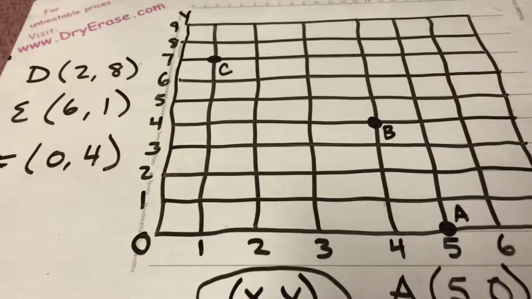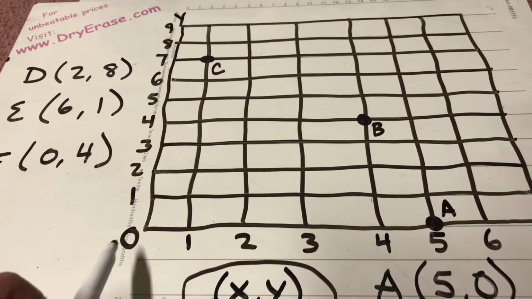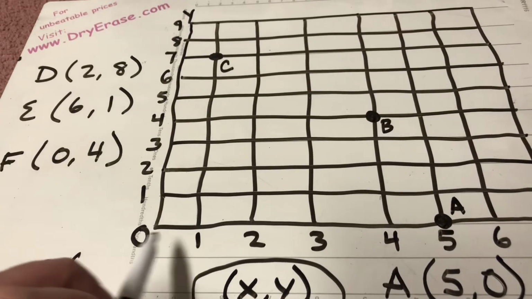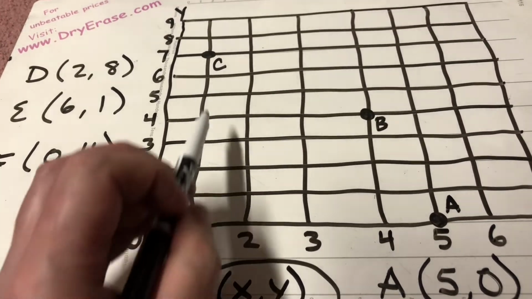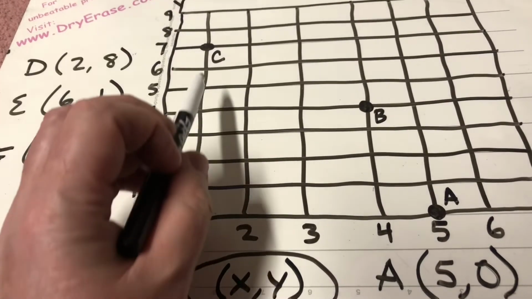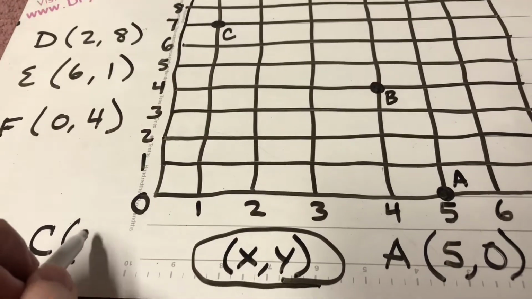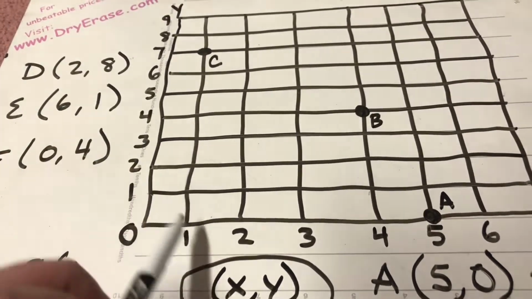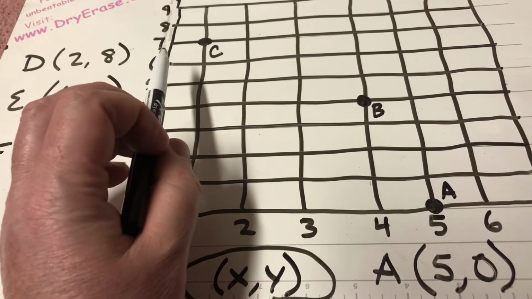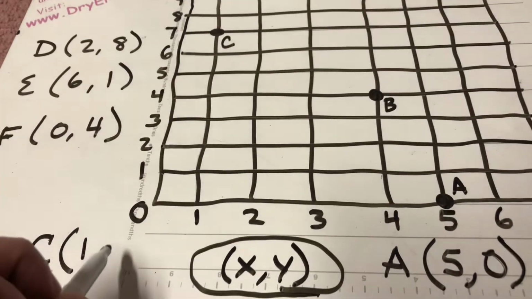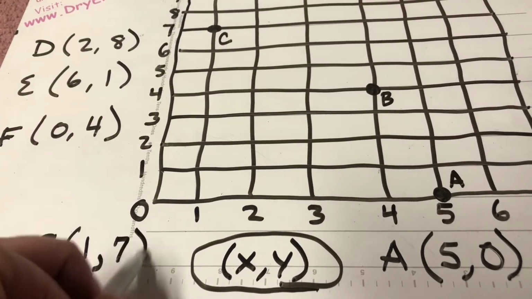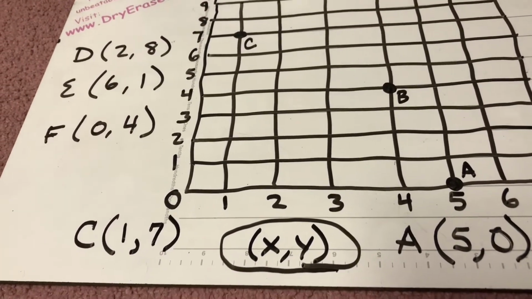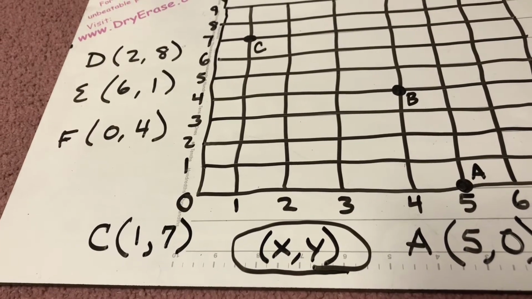All right, well, let's focus on C. Here's C. How far did I go on the x-axis? Well, I went over just 1 because C is right here. I'm on the line that's equal to 1. So my x-coordinate is 1. And how far did I go up on the y-axis? Well, I went up to 7. So it's 7 on the y-axis, 1, 7. And that's where my ordered pair is for plot C, 1, 7.